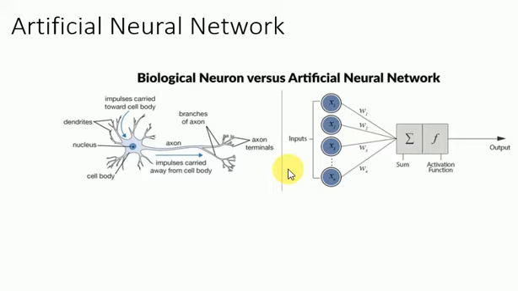So each neuron has a set of inputs. Then we compute the weighted sum of these inputs, and we apply some activation function to limit this output to get the final output of the neuron. Okay.